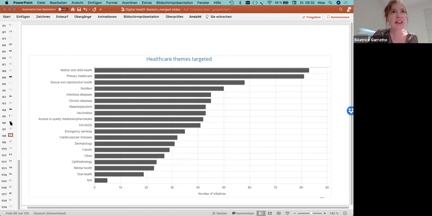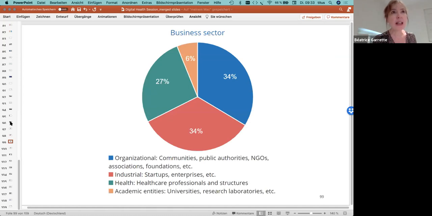So looking at the healthcare priorities, there's no surprise. There is a huge number of initiatives which are targeting mother and child health, and also primary healthcare. And this is very much in line also with the Sustainable Development Goals. And of course, you have all the list also of health challenges which are addressed, but mainly, it's targeting mothers, children, primary healthcare for vulnerable people. Next slide, please. So who is doing what?